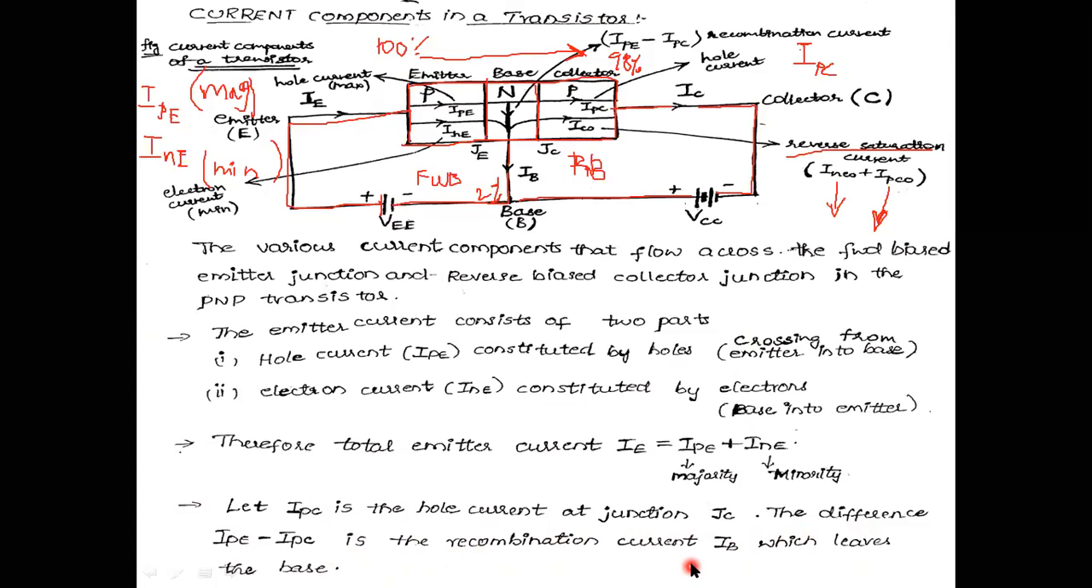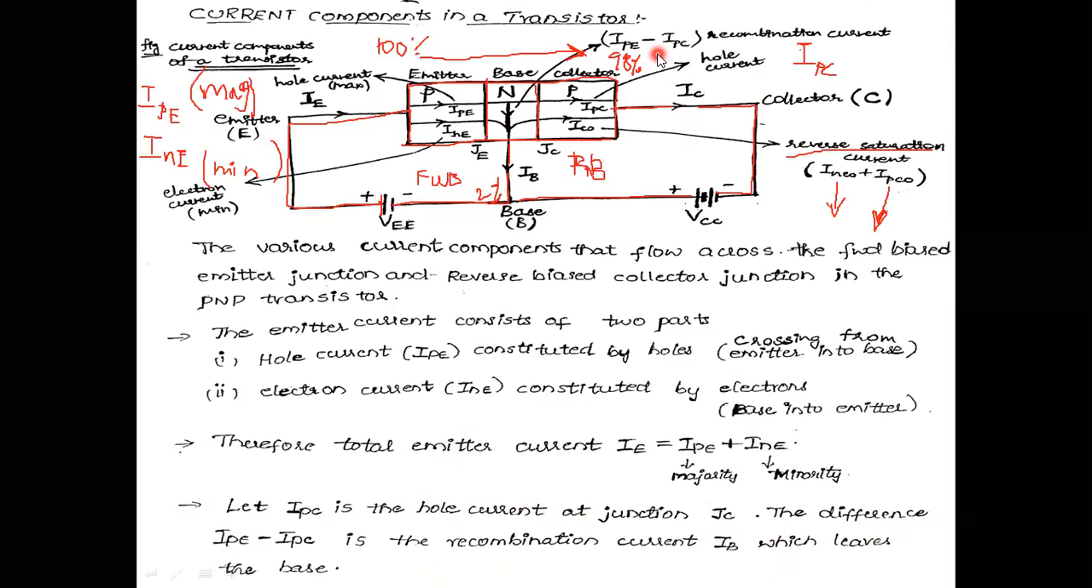I can take the current flow here, the main current flow, that is given by IPE minus IPC. The resultant current is IPE minus IPC. That means 100% minus 98%. A small amount of current, 2%, is flowing due to the recombination of electrons and holes taking place across the junction, across the base. The difference is IPE minus IPC.